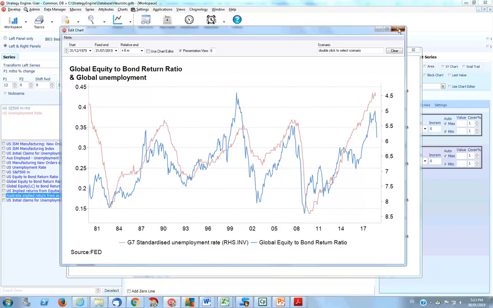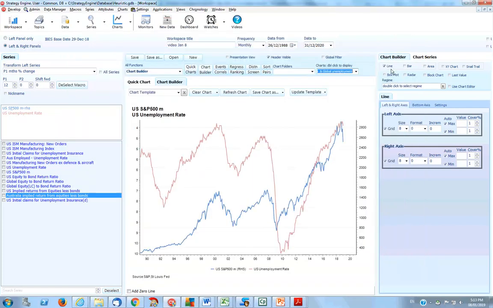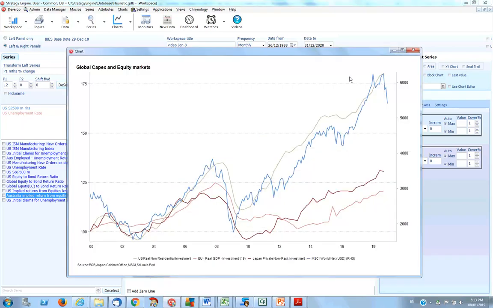The next big picture chart I want to have a look at is CapEx, global CapEx to equity markets. Presumably, both business investment and global equity market performance tend to run to the same tune, where improved confidence will lead to increased investment, potentially higher equity prices. So the theory goes. So the blue line here is the global equity market.